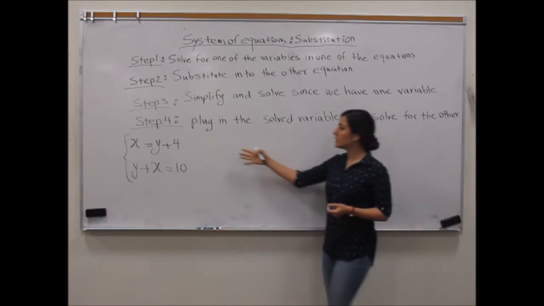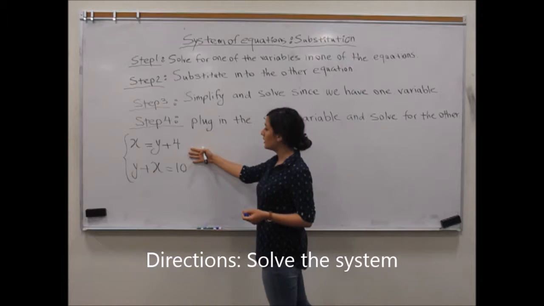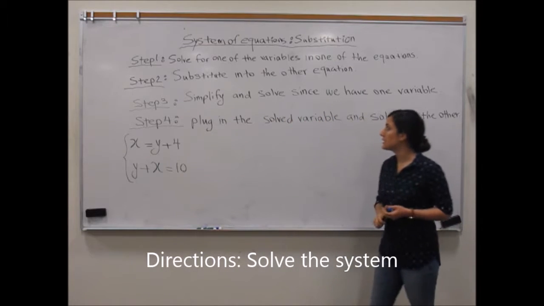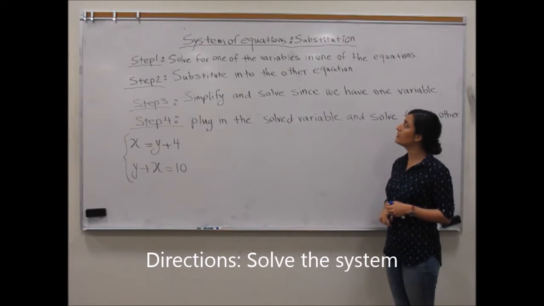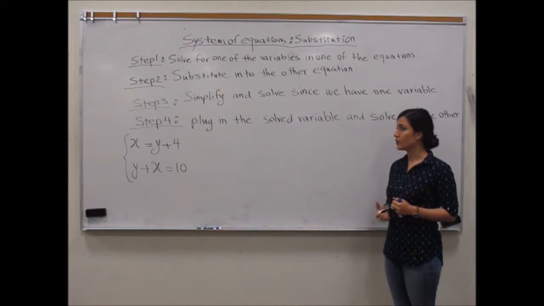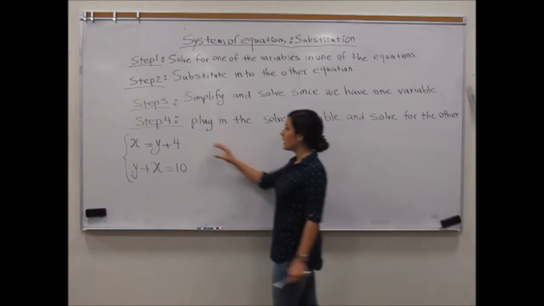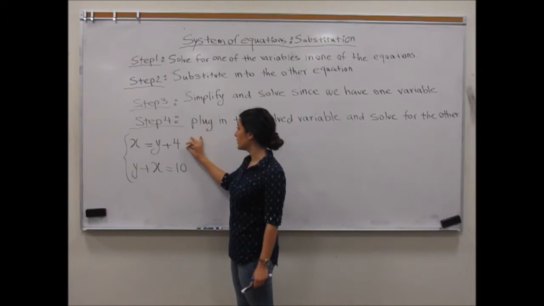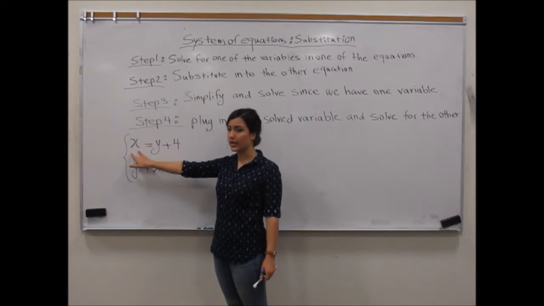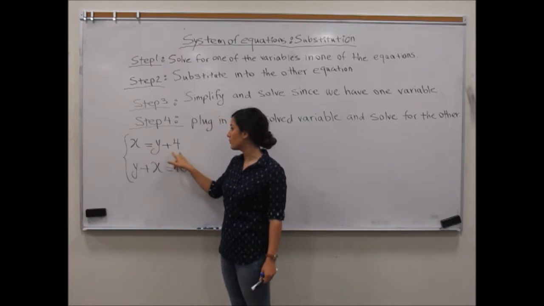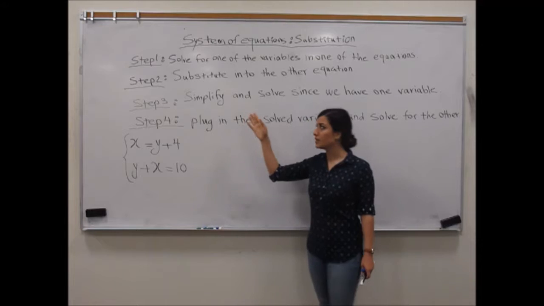So for example, in this example, at step 1, we're going to solve for one of the variables in one of the equations. As you can see, my first equation is already solved for x. So I have x equal y plus 4. So step 1 is already done.